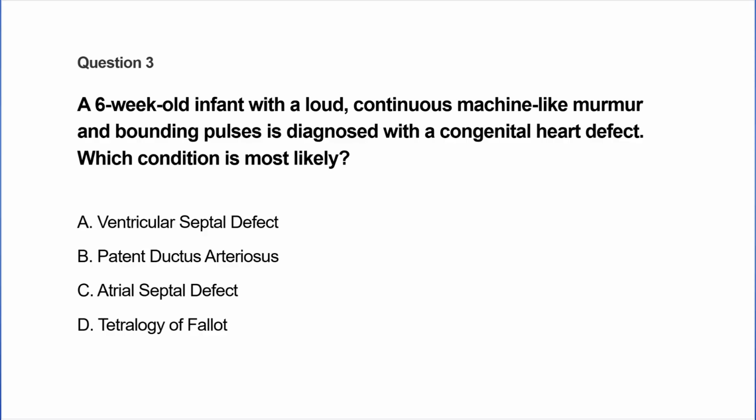Question 3. A 6-week-old infant with a loud, continuous machine-like murmur and bounding pulses is diagnosed with a congenital heart defect. Which condition is most likely? A. Ventricular septal defect. B. Patent ductus arteriosus. C. Atrial septal defect. D. Tetralogy of Fallot. Answer: B.